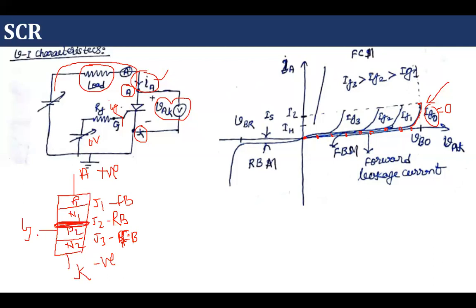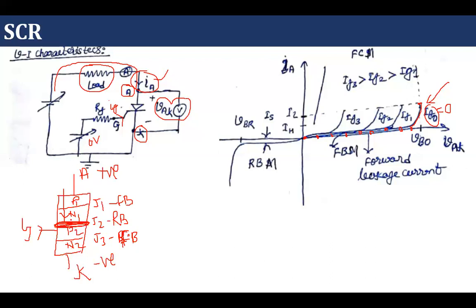So if I'm not giving any gate current, this amount of gate current is 0. It means this junction will not allow flow of current from anode to cathode due to its reverse bias nature. And if I'm exceeding the applied voltage, then breakdown will happen in this reverse bias junction. Breakdown always happens in reverse bias junction.